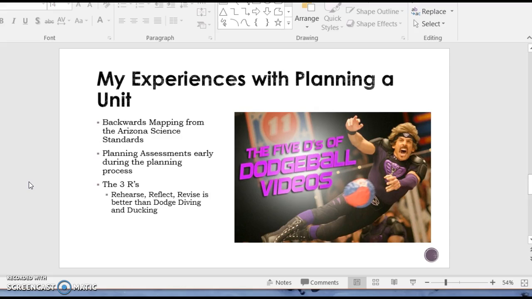And then I'm referencing the Dodgeball movie here because it was a rather funny one where they keep talking about dodging, diving, and ducking to avoid getting hit by the ball and having a painful experience. With unit planning, I think it's important to rehearse your lessons and your plans, reflect on their effectiveness, and then revise them as needed so that you can dodge a poor performance in your teaching and poor performance on the part of the students.